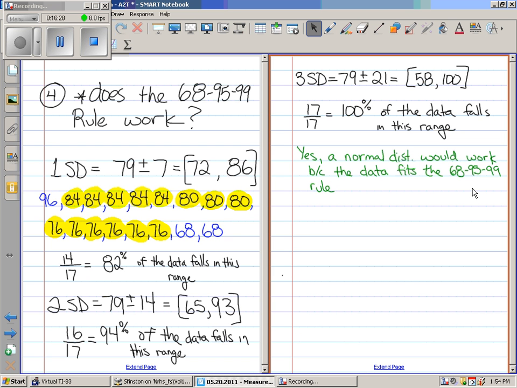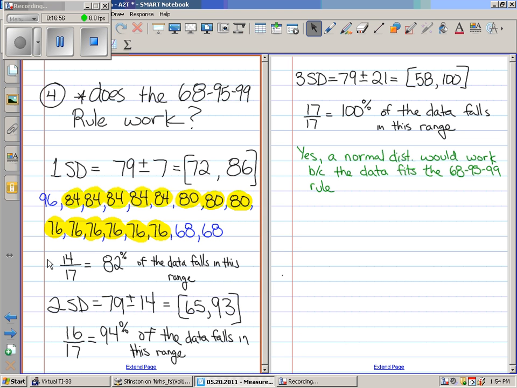In other words, if you said no, you would still have gotten it right, because you could have said no: one standard deviation away catches 82% of the data, and it was only supposed to catch 68%. And so you could say, I don't really think a normal distribution will fit this data, even though 2 standard deviations catches 94%, and 3 standard deviations catches 100%. This one is way off. So you could say no.